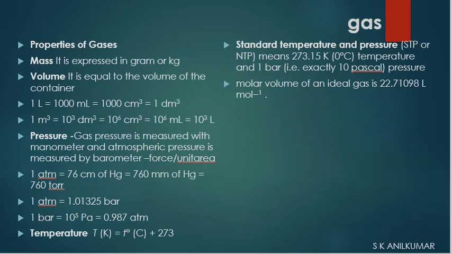Mass of the gas is measured in gram or kilo. Volume is measured as the volume of the container, a 1 liter container or 1000 centimeter cube, that is 1000 cc, that is ml. 1 meter cube is 10 power 3 dm3. Dm3 means what? Decimeter cube. It is 10 power 3 when you convert to meter, or 10 power 6 when you convert to centimeter, or 10 power 3 liters is 1 meter cube. 10 into 10 into 10 liters can be put inside 1 meter cube. That is how we measure the volume.